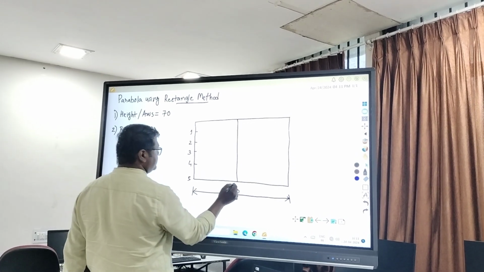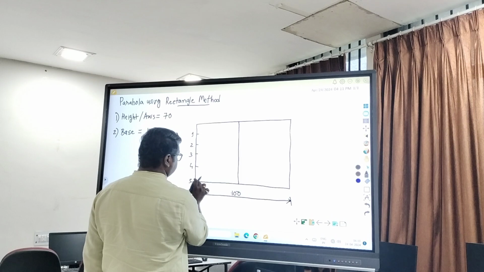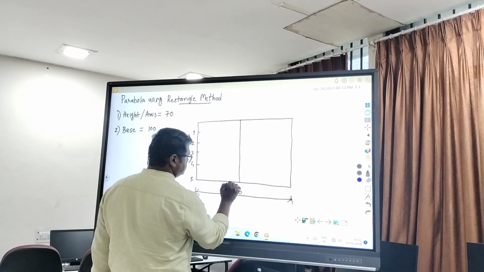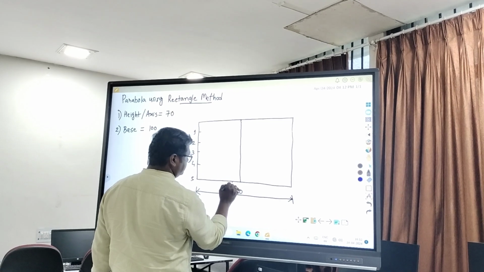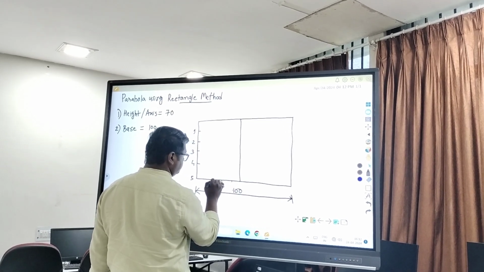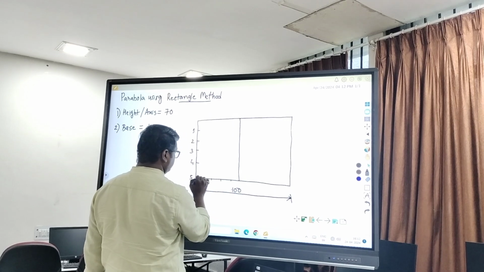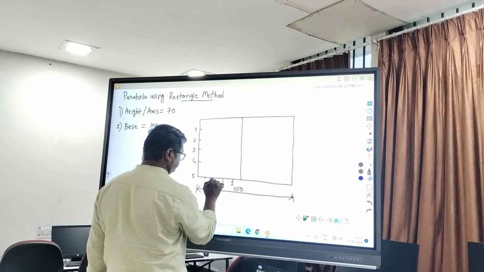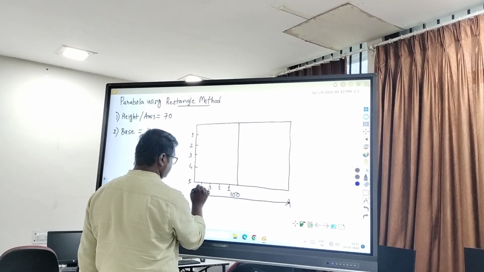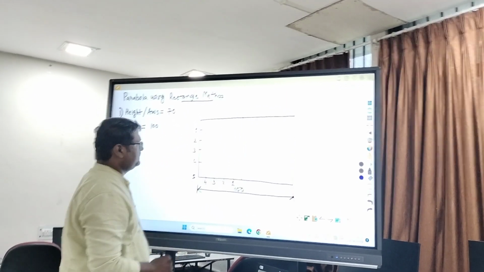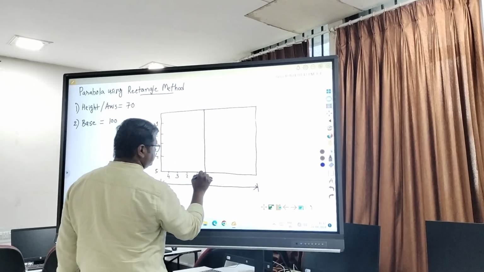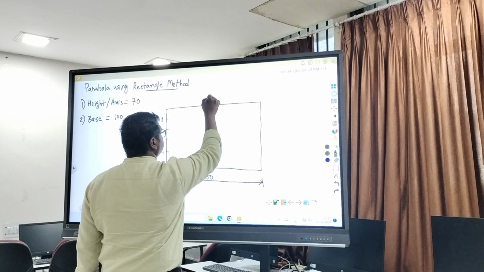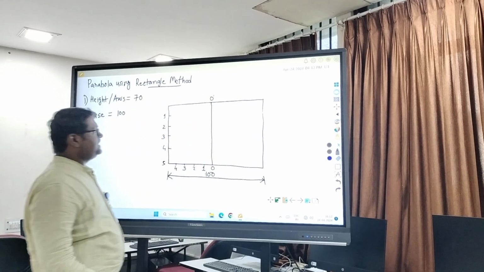Similarly, on the base side, divide this half of the base into 5 equal parts starting from this side. So this is 1, 2, 3, 4 and 5. We will name this point O and the top point O prime, or O dash.